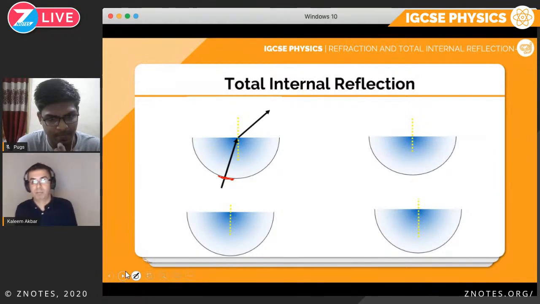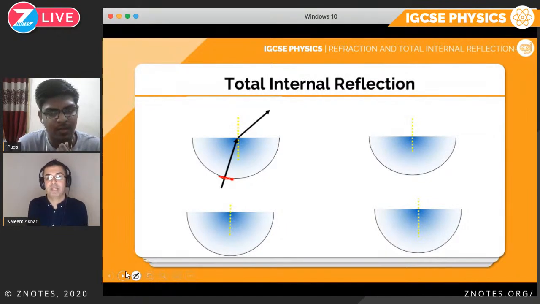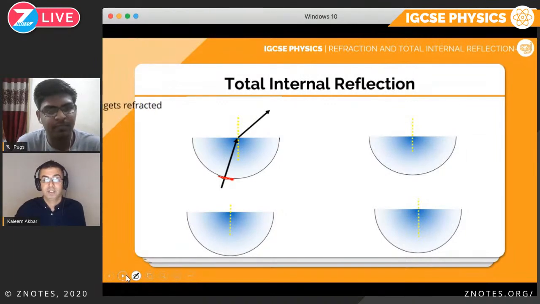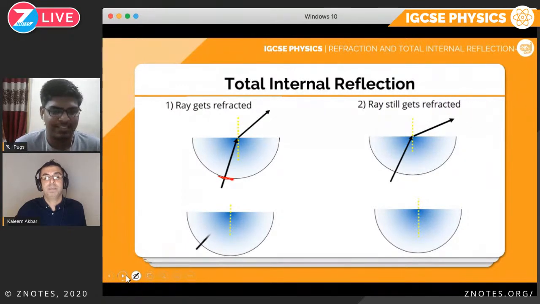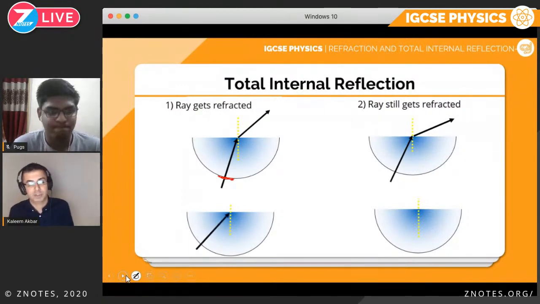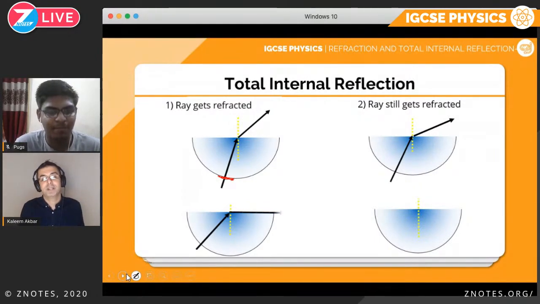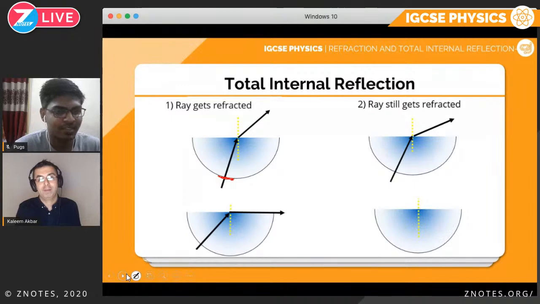Now, Pugs, I hope you remember from last time, what will happen if I increase that angle of incidence? What will happen to the angle of refraction? It should increase. Indeed, it does. So when the angle of incidence increases, the angle of refraction increases. And here's the thing. Guys, if you keep increasing it, and this is better demonstrated in a video, there comes a point where the ray runs right along the surface. What do we call that? We will now give this a special name.